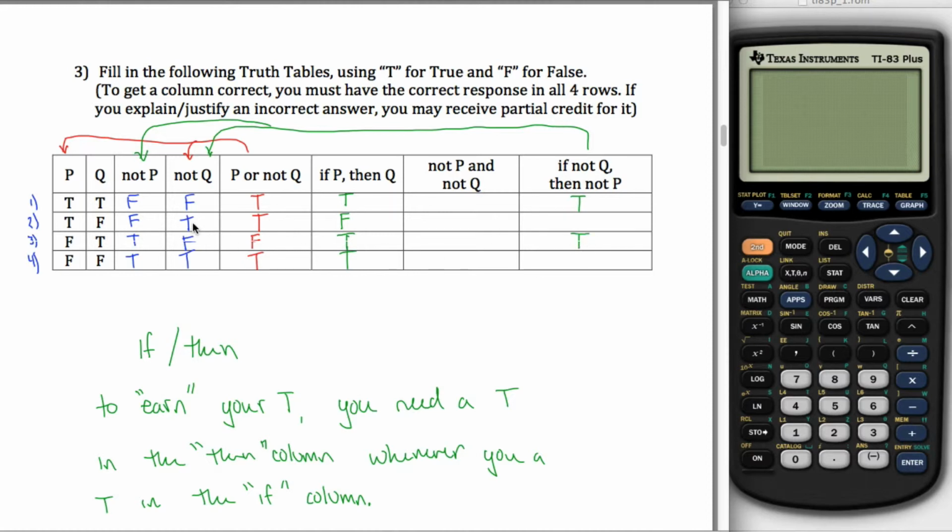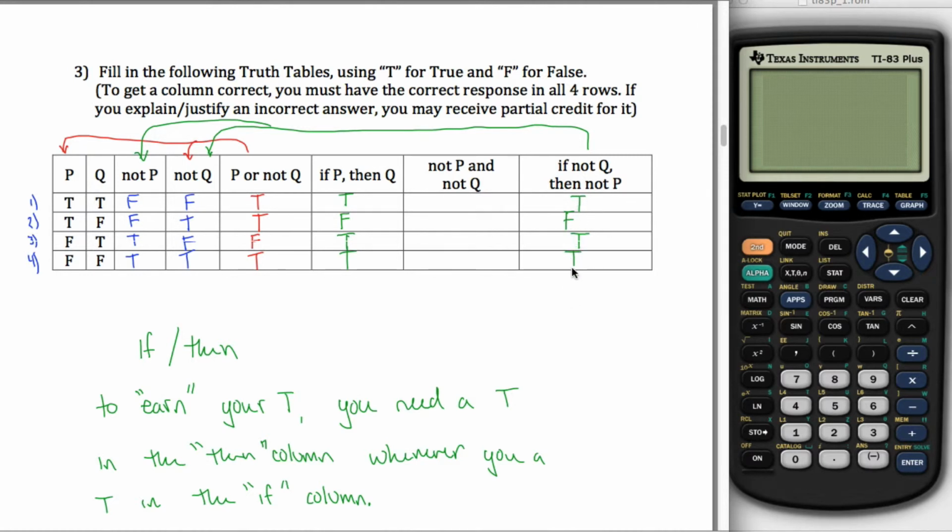But in these 2 cases where I have a T in the not Q column, then you need to have a T in the not P column to earn your T over here. So in these 2, I have to look at the not P column and see if I have a T or not. Here's the not P column. In this second one, I don't have a T. Damn, failed. In this fourth one, I do have a T. Okay, good. I get to put a T right here.